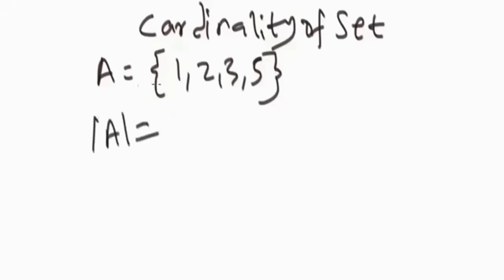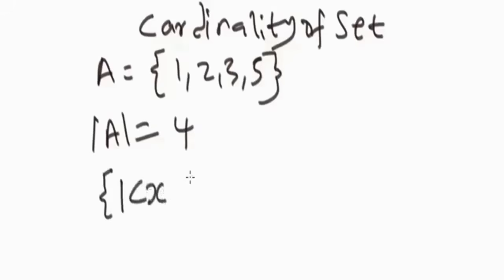So the cardinality of this set, how many elements do we have? We have 4, so it will be 4. Okay, let's look at the challenging ones. We are given these values.